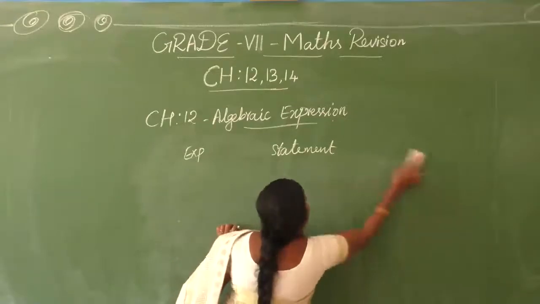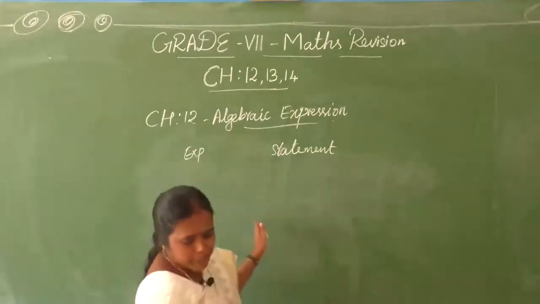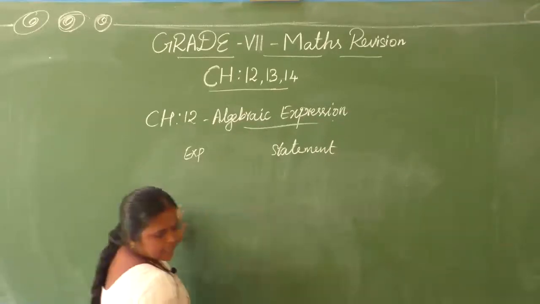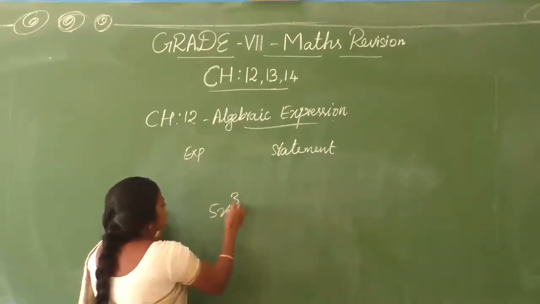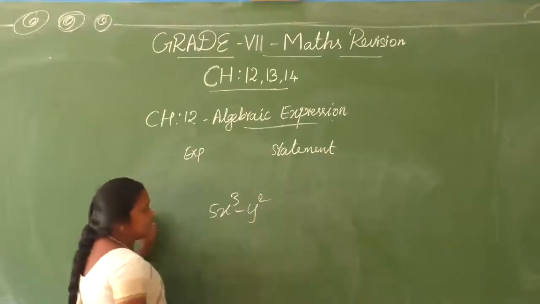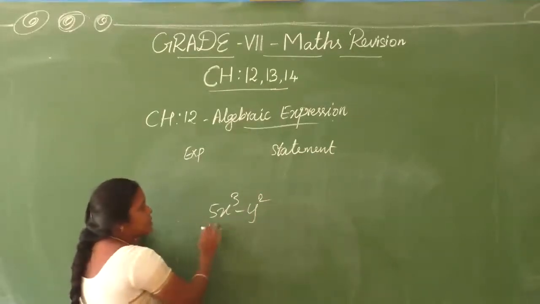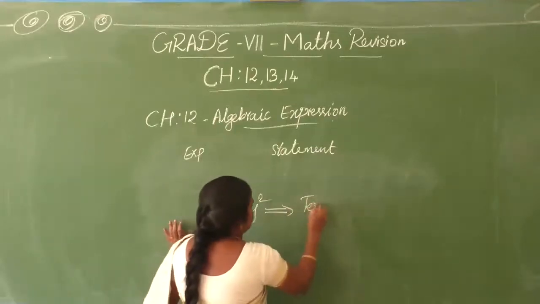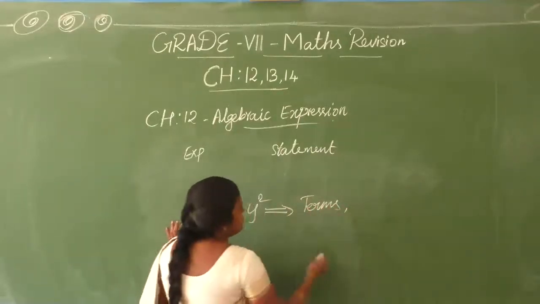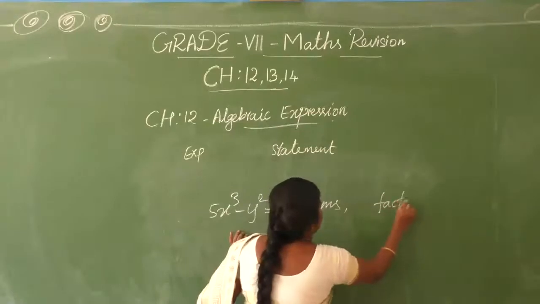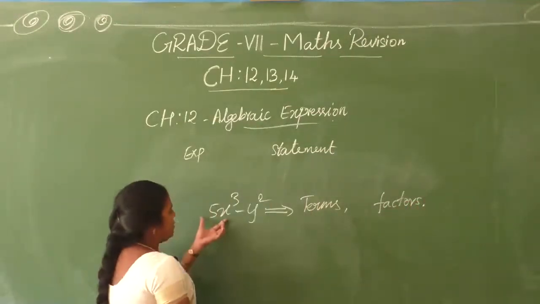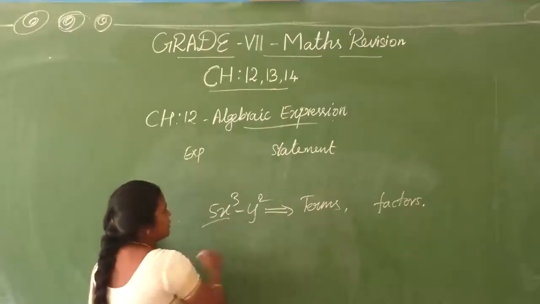After that, types of expression you know, then identify the terms and the factors. See, for example, 5x cube minus y square, like that is there. Identify the terms in the given expression. Terms, factors. Write them. How do you write? Here what are the terms? This is one term, this is one term.